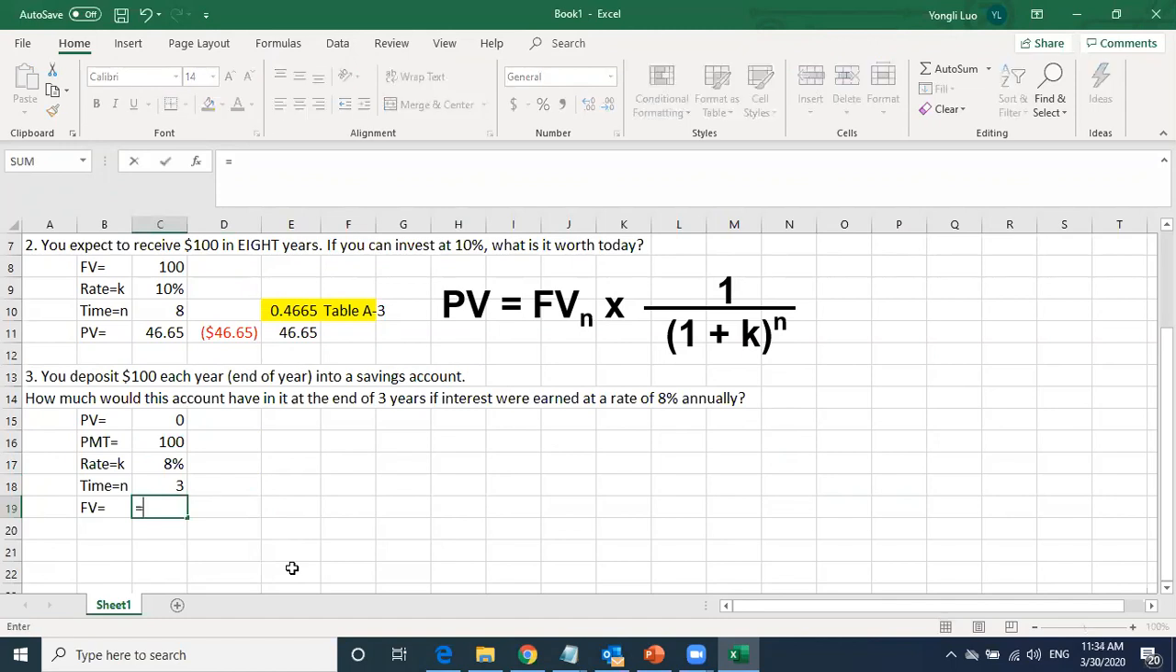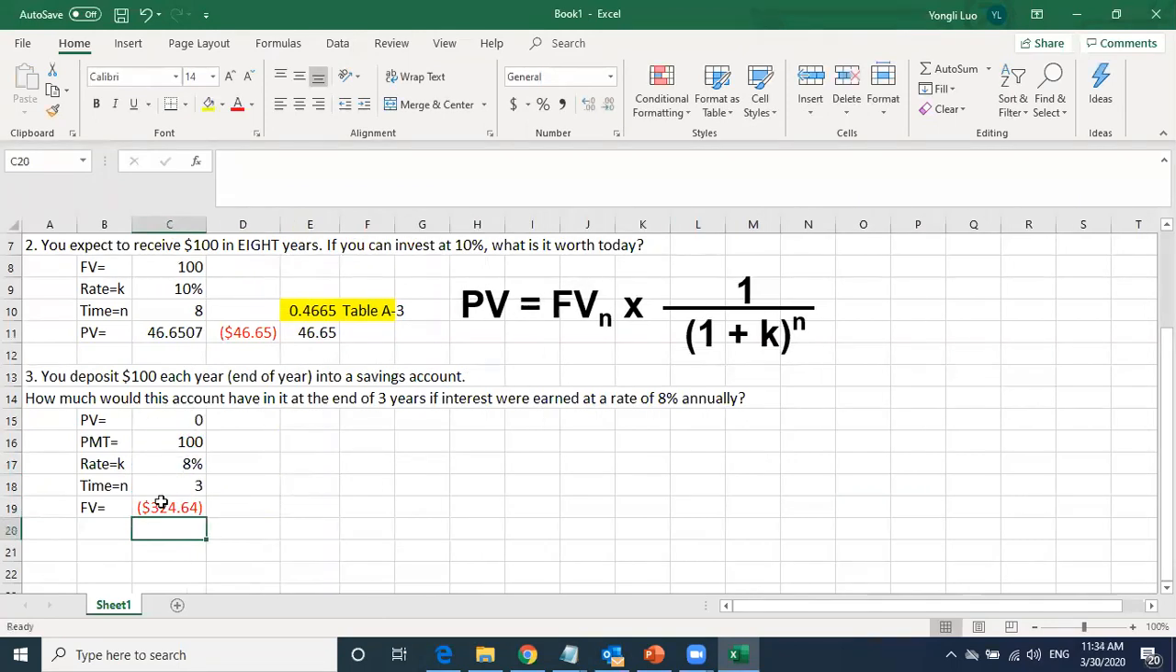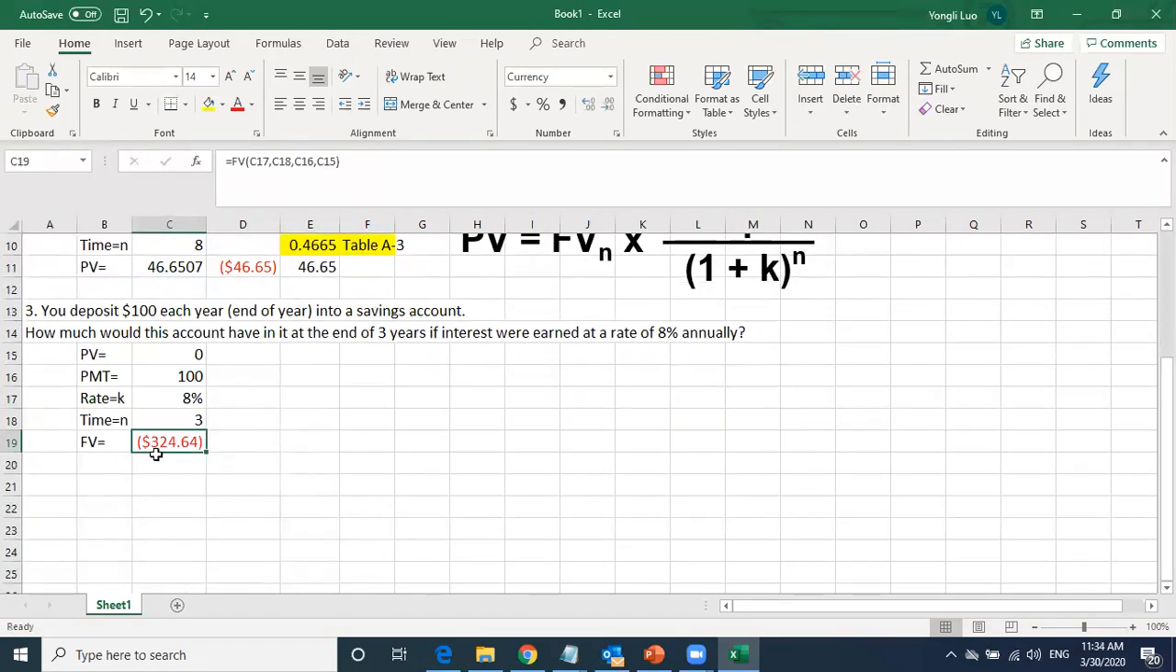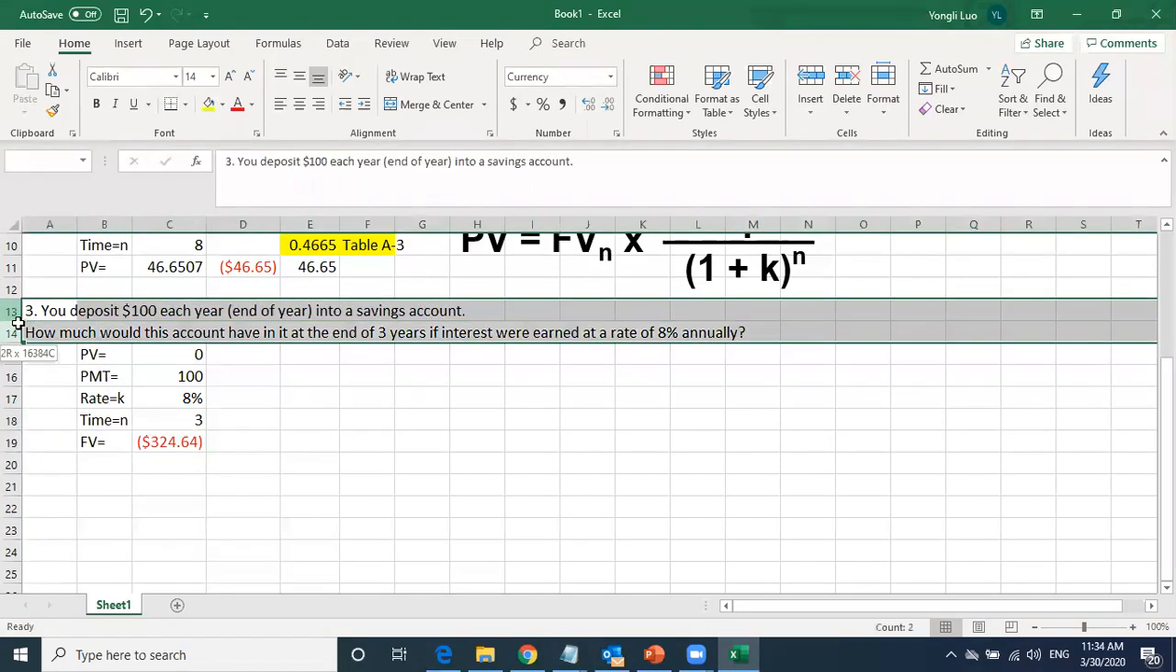The future value is equal to the future value function. We call the future value function, choose the rate, the number of time periods, the payment, and present value 0. Now we click enter. That's your future value. The future value you have is going to be $324.64.